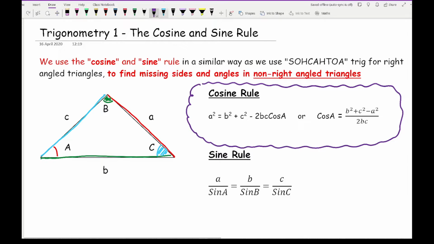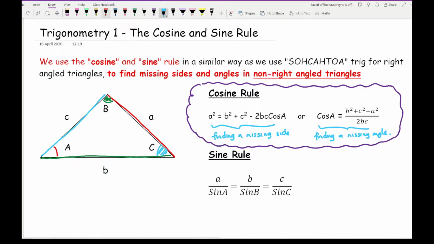So here with this first one, we use it when finding a missing side. And with this formula here, we use it when finding a missing angle.